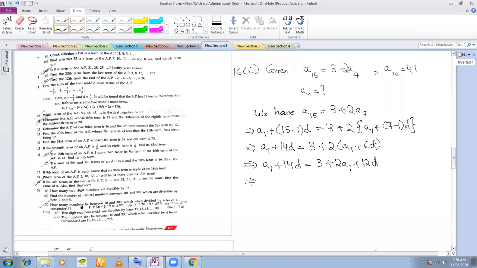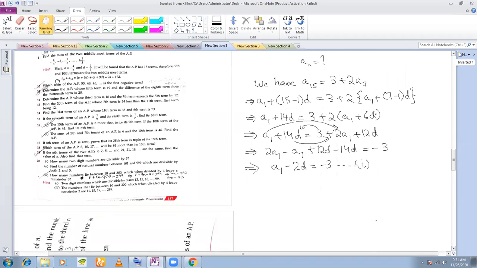Now you can find everything in terms of A1 and D. So take 2A1 minus A1. You'll get an equation in A1 and D plus 12D minus 14D is equal to minus 3. So minus 3 I took this side, this I took this side, and this I took this side. That's what I have done. So you get A1 minus 2D is equal to minus 3. This is your first equation.